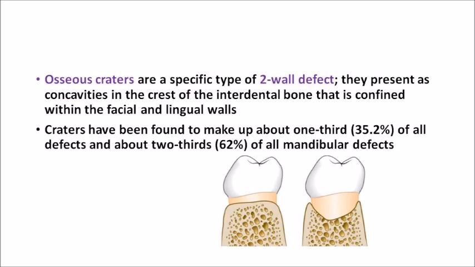Another pattern that we mentioned was craters. So osseous craters are actually specific type of 2-walled defects, and they present as concavities at the crest of the interdental bone. It is confined within the facial and lingual walls. So it is clear from the figure, the facial and the lingual wall is present, and there is a concavity in between this facial and the lingual walls. Craters have been found to make up about 1/3 of all the defects. So it is pretty common. 1/3 of all bone defects are craters, and about 2/3 of all the mandibular defects are craters. So it is very common in mandible.